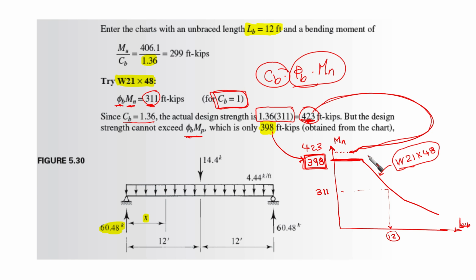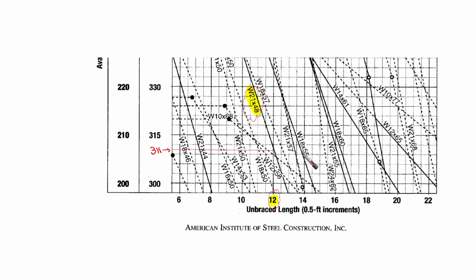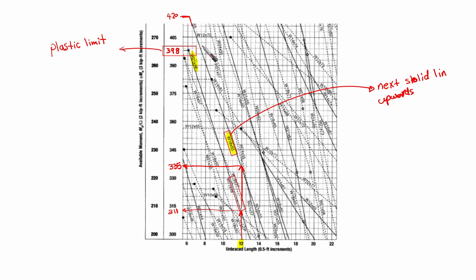Okay, so if we go back, this is the line here, but we cannot see where it ends. I think I have something here. Yes, here it ends, so I put it like this. This is W, next solid line upward. Yes, this is W21 by 48. As you can see, this is the solid line here, and this is the horizontal line. This is the plastic limit.